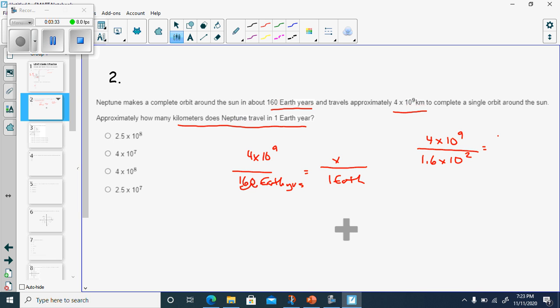When we're dividing, we're going to collect like terms. I've got 4 divided by 1.6 times 10 to the 9th divided by 10 to the 2nd. 4 divided by 1.6. How many times will 1.6 go into 4? Okay, it won't go into 4, but it would go into 40. If I do that 2 times, let's see, 2 times 6 is 12. 2 plus 1 is 3. Okay, subtract, you've got 80.